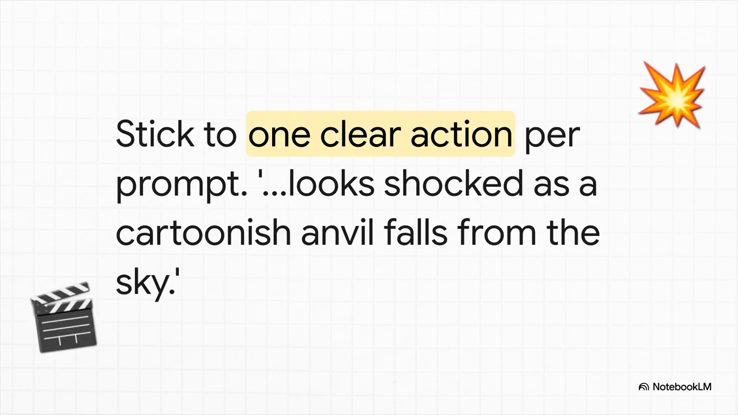Now, what's happening in the scene? The key here is to stick to one clear action for each prompt. If you try to do too much, you'll just confuse the model. So for this, our character looks shocked as a cartoonish anvil falls from the sky. Simple, direct, and really easy for the AI to visualize.